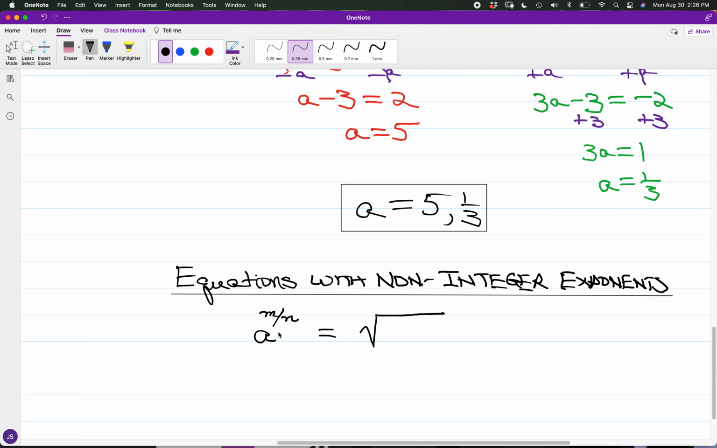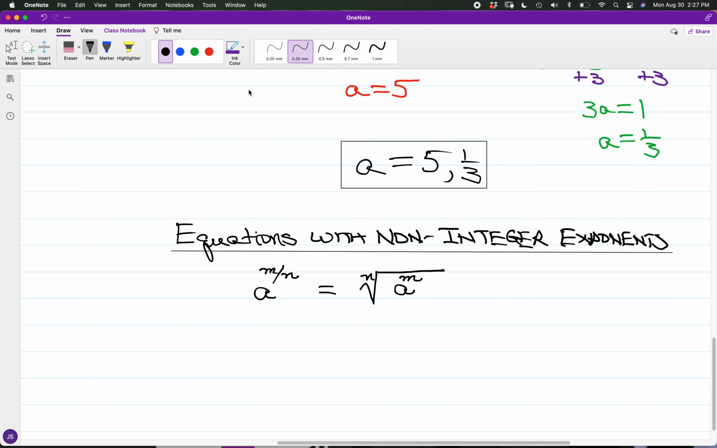Now, with m over n, the index number, or the type of root, is going to be indicated by the bottom part of the fraction in the exponent. So the denominator is going to be n. So as a radical, we're going to have the nth root of the exponential base a to the m power. So a to the m over n is equal to the nth root of a to the m.